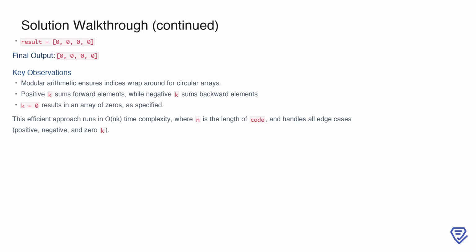To summarize, modular arithmetic is key to managing the circular nature of the array, and the time complexity of this approach is O(n·k), where n is the length of the array. This solution effectively handles all edge cases, including positive, negative, and 0 values of k.